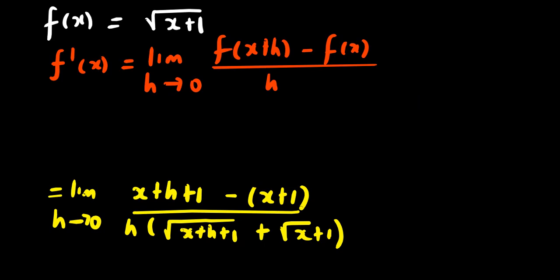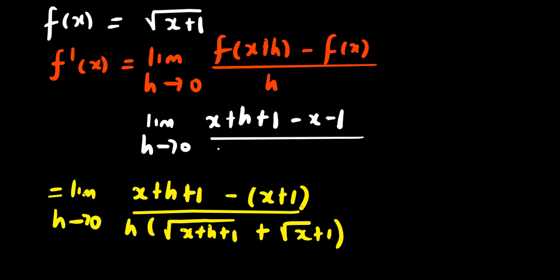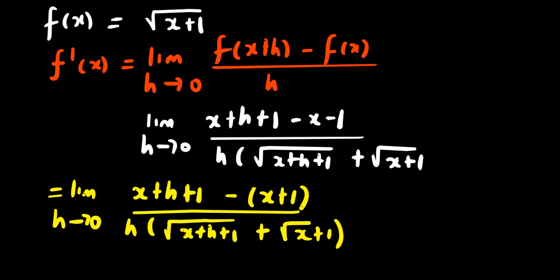I'm going to have the limit as h is approaching 0 of x plus h plus 1, and when I distribute the negative, minus x minus 1, okay, everything over h times the square root of x plus h plus 1 plus the square root of x plus 1. That is the expression that I have now.